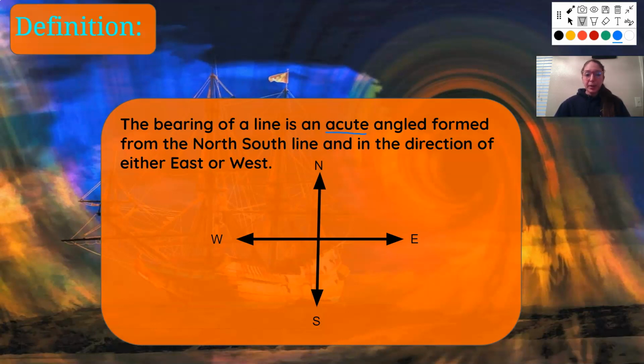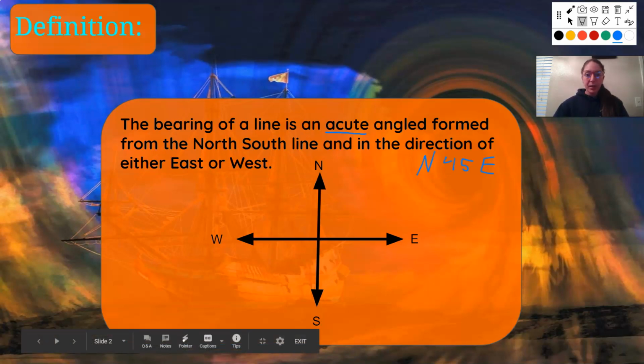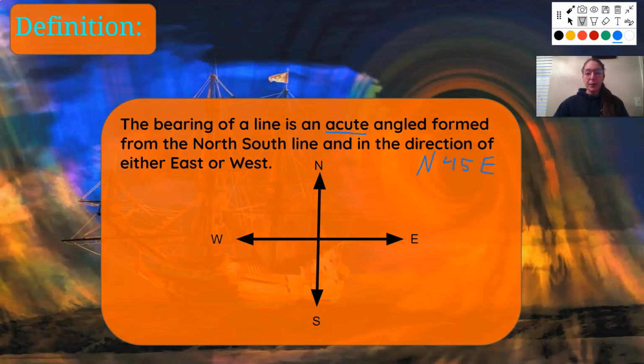So let's look at a couple examples. Let's say that I'm looking for the line north 45 east. I say that's the bearing of my line, my ship, my whatever. So how do I draw this? Well, the N here, you're always going to have an N or an S first. And that tells you, hey, start with the north line or start with the south line. So this tells me I'm starting with the north line. And then it tells me I'm making an angle of 45 degrees.